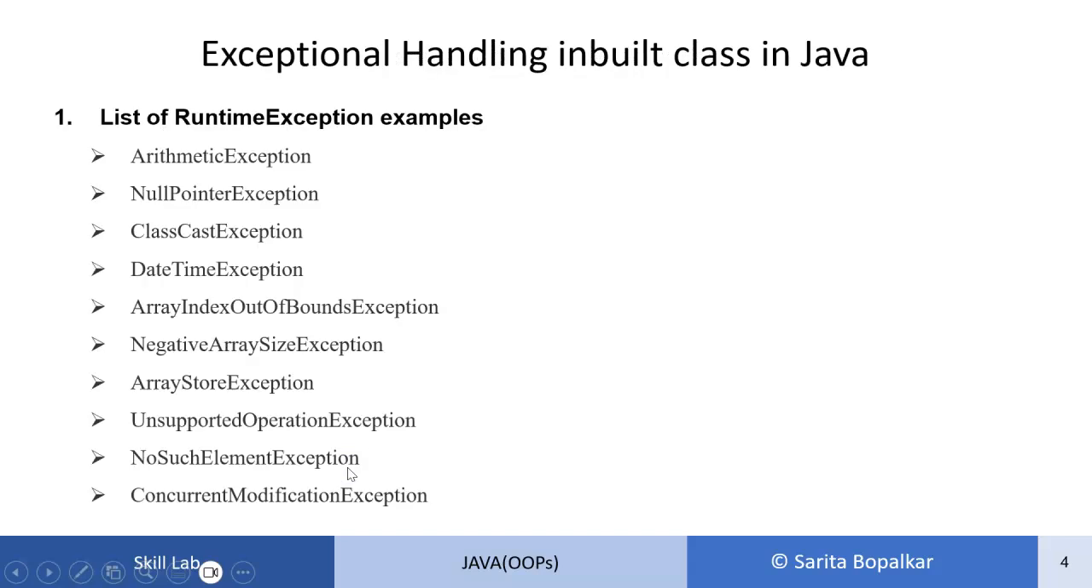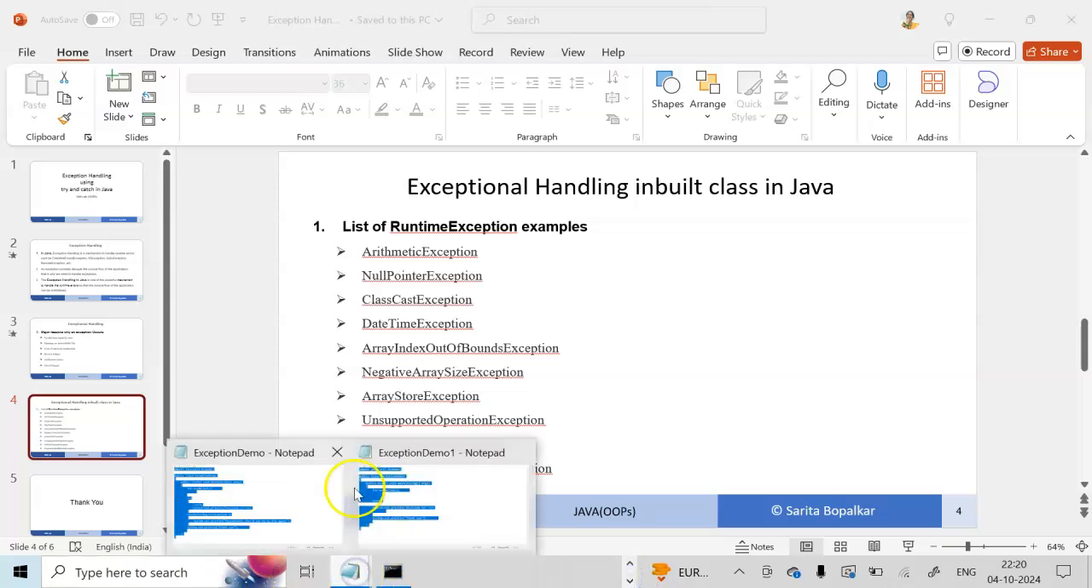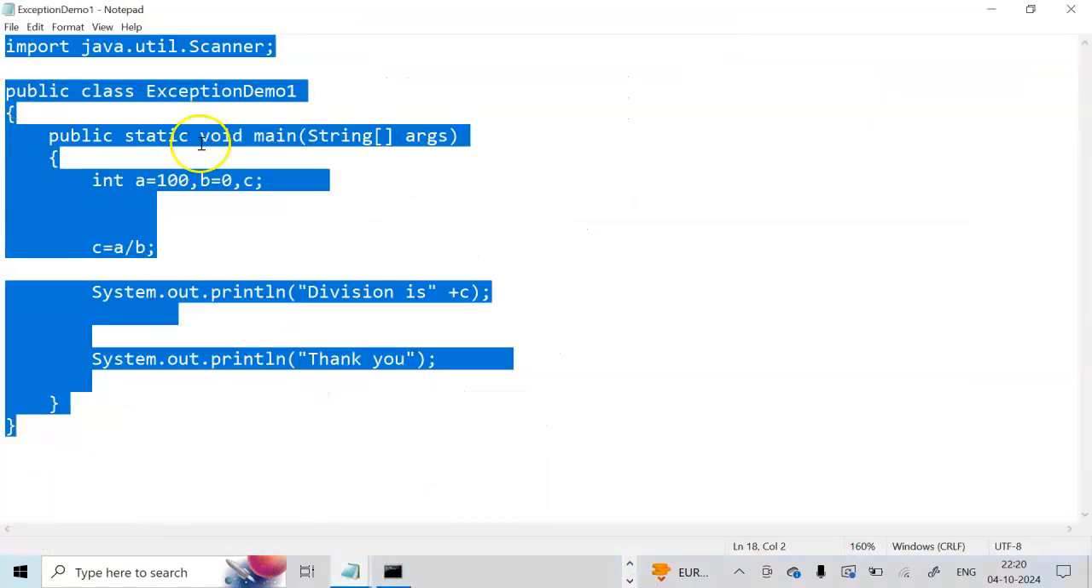In Java, there are inbuilt classes to handle exceptions, and this is the list of runtime exception classes available in Java. In today's demonstration, we are demonstrating arithmetic exception using try and catch. Let's start. So here I'm opening code demo 1. Now this is our code.